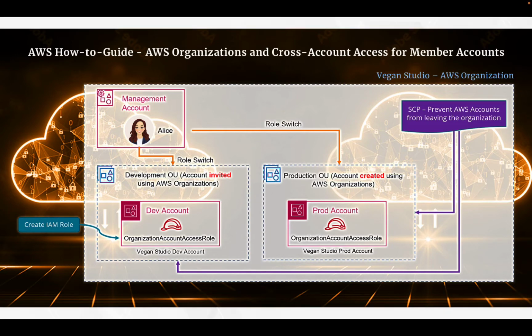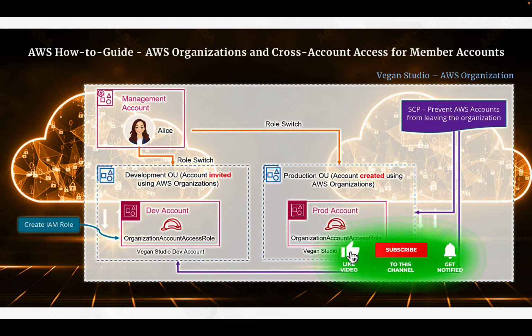In the previous video, we had a hands-on demonstration on how to create an AWS organization, set up organization units, invite or create AWS accounts, and configure SCPs. Now that you've got your AWS organization in place and some member accounts, it's time to see how we can actually access those member accounts from the management account. In this video, I want to show you how to use the cross-account access role in order to facilitate cross-account access between the management account and the member accounts.